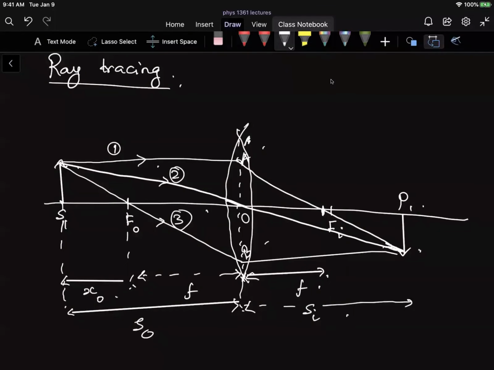So now that we have talked about thin lens and we introduced the lens maker's formula, the lens equation, the Gaussian lens equation, I want to tell you about ray tracing and magnification.